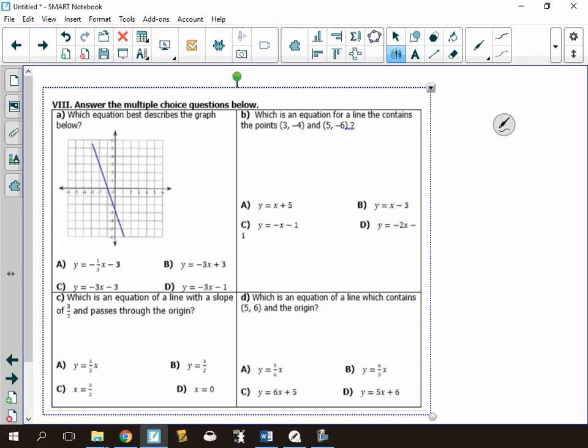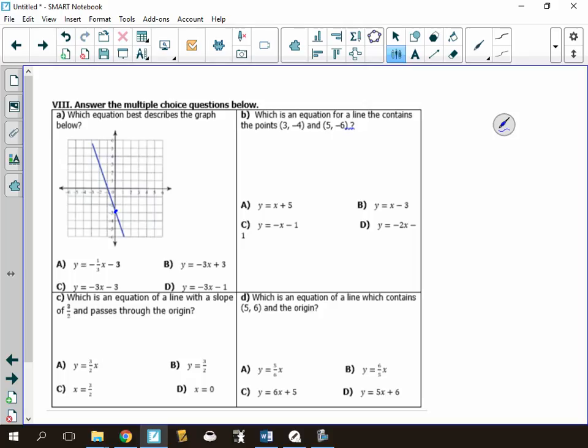We'll go through the multiple choice real quick. Which equation best describes the graph below? If we look at the graph below, it has a y-intercept of -3. So right away that one's out. It's got a negative slope, and the slope is down 3 over 3. So the slope is -1... the slope is -3, the y-intercept is -3, so the correct answer is C.